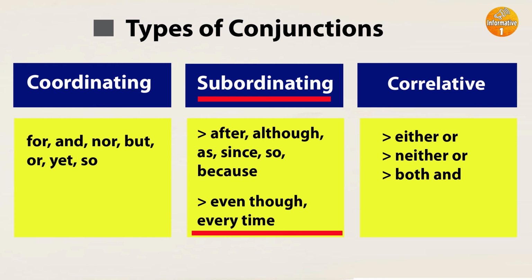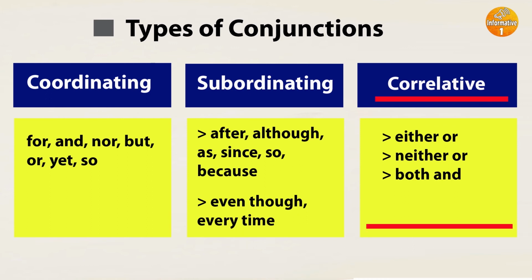And for subordinating conjunctions, there are many. You can use after, although, since, so, because, even though, every time. So they could be one word or even two word conjunctions. And correlative conjunctions are either/or, neither/nor, both X and Y, for instance. So these are all conjunctions.